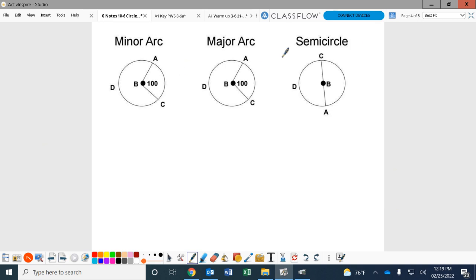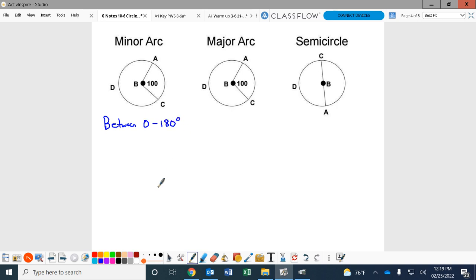Naming a minor, major, and semicircle. This is a big concept, guys. A lot of people do not know how to do this even after we get done because you don't listen to what is important. What's important is that arcs are only on the outside. The outside. You never cut through the inside. Minor arcs are going to be between, this is kind of like acute angles, right angles, and obtuse angles. Minor arcs are going to be between 0 and 180 degrees.